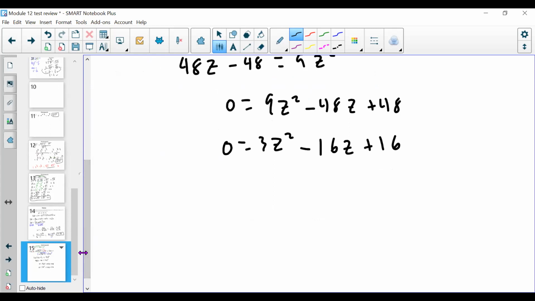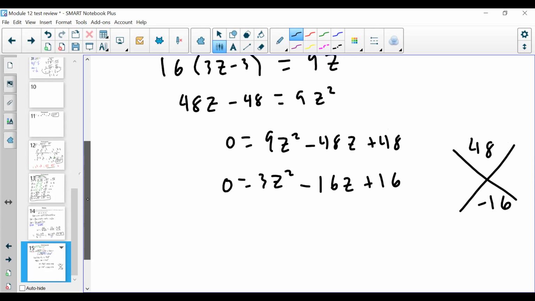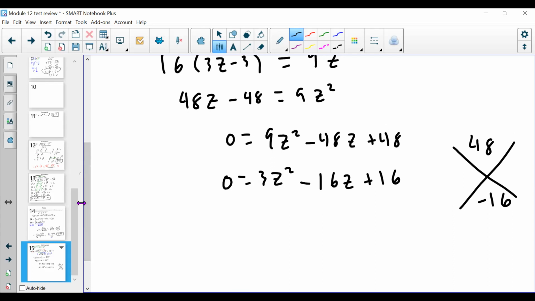All right. So from here, what I want are factors of 48 that add up to negative 16. So in this case, that's going to be factors of 48 and negative 16. 3 and 16 obviously won't work. 4 and 12.